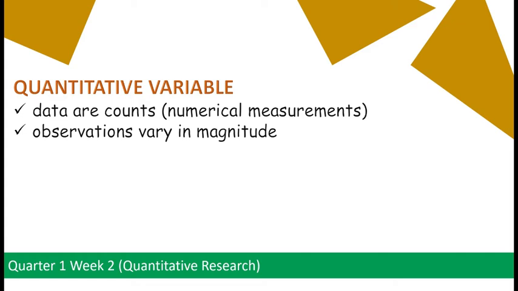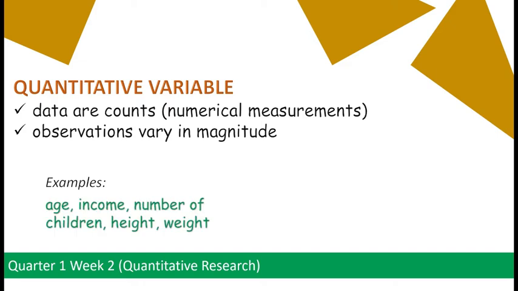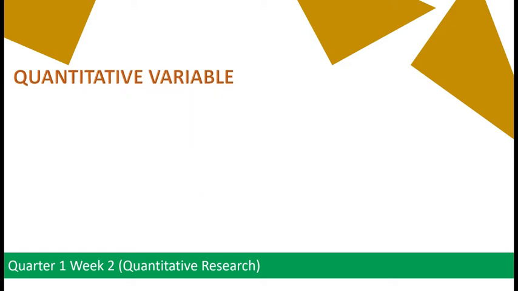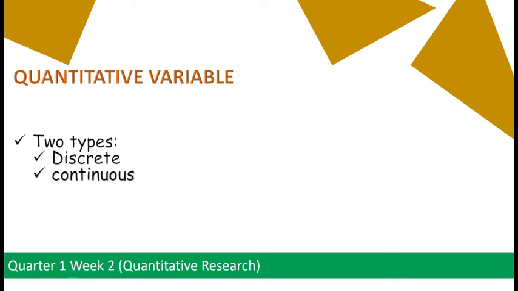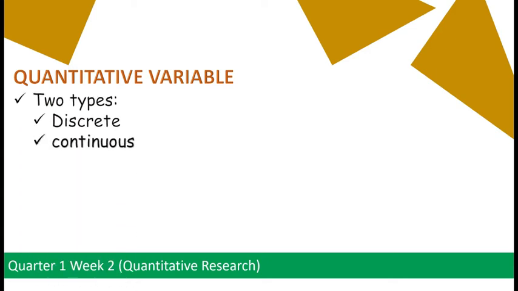Quantitative variables, on the other hand, are those whose data are counts or numerical measurements and whose observations vary in magnitude. Their values result from counting or measuring something. Examples of quantitative variables are age, income, number of children, height, and weight. Quantitative variables can be classified further into two: discrete and continuous.